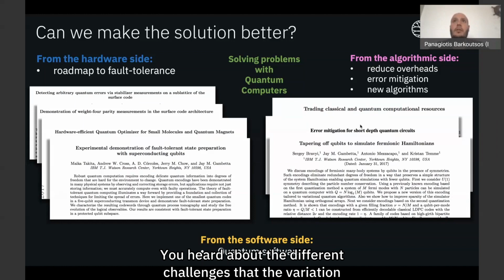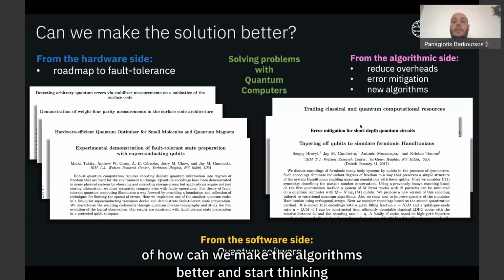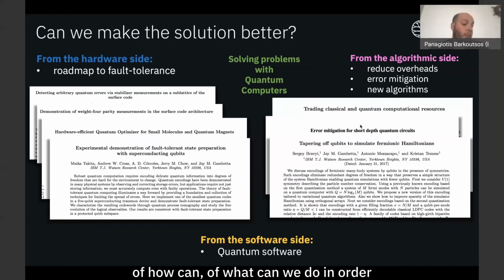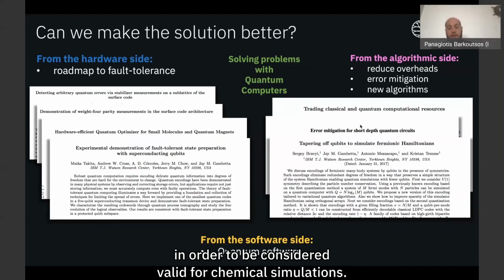You heard about the different challenges that the variational quantum eigensolver has, and all these are good examples of how we can make the algorithms better and start thinking of what we can do in order to make the calculations more accurate and more exact in order to be considered valid for chemical simulations.